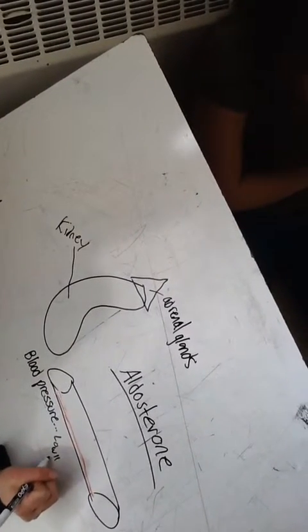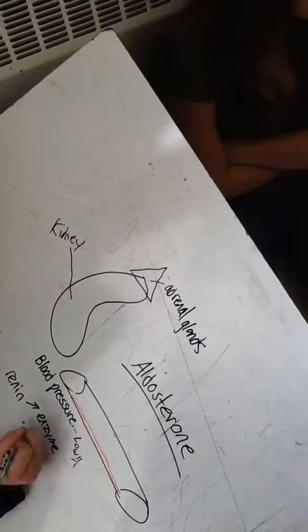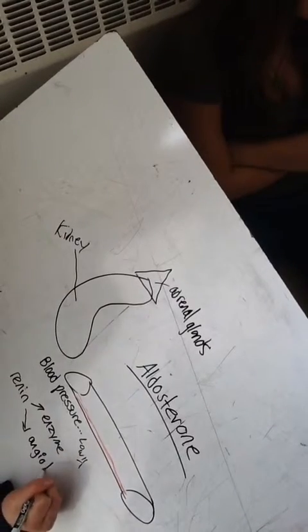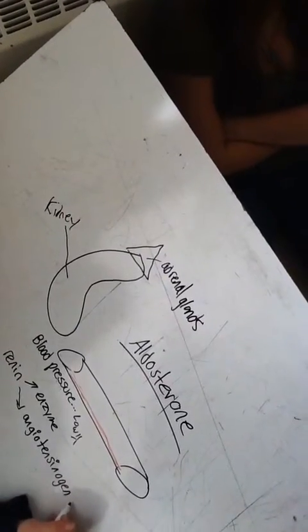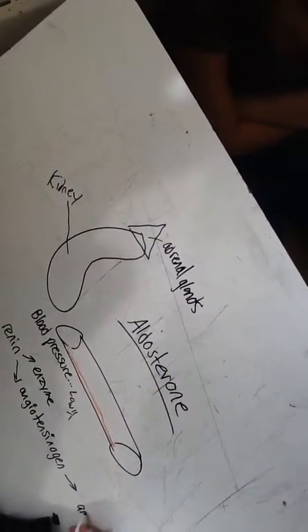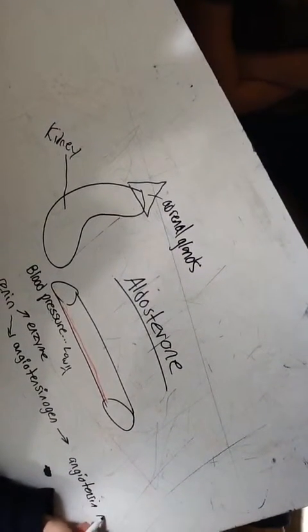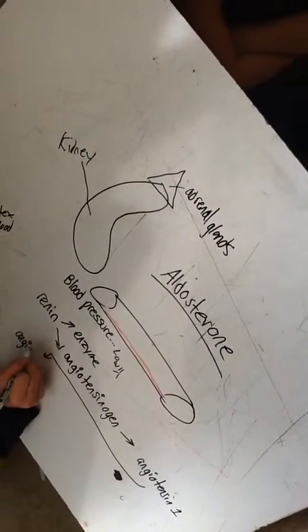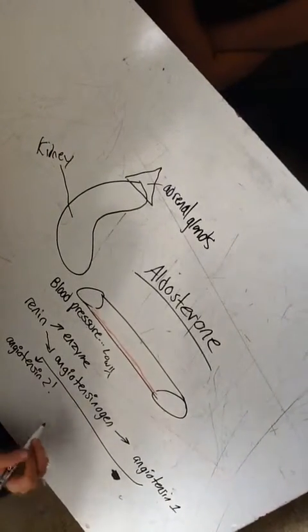If there is low blood pressure, the baroreceptors secrete renin, which impacts the release of aldosterone. Renin changes angiotensinogen into angiotensin I. Angiotensin I is then converted into angiotensin II. Angiotensin II stimulates the adrenal glands to release aldosterone.